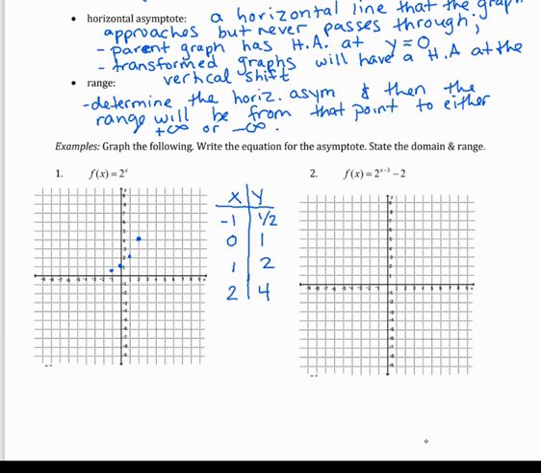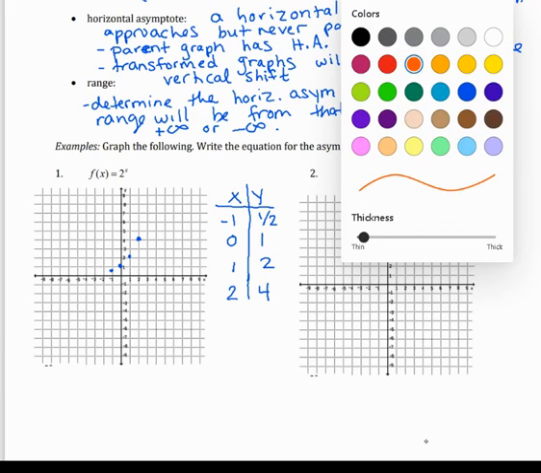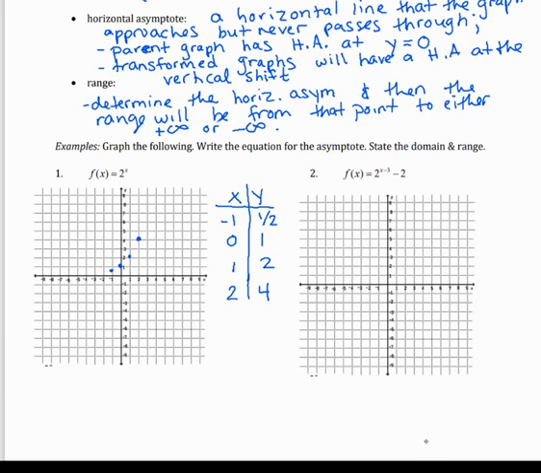Remember, for my domain of a parent graph, that domain is going to be all real numbers, but for the range, that horizontal asymptote is going to be at 0. So with a different color, I'm going to represent the horizontal asymptote right here at my x-axis.